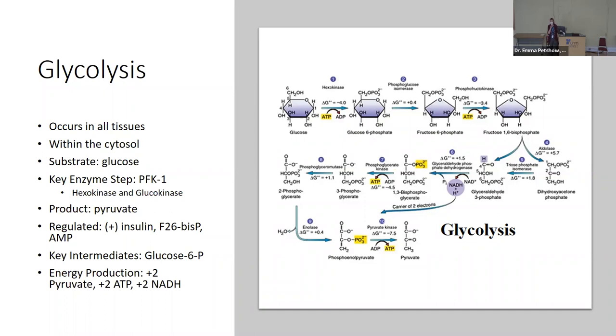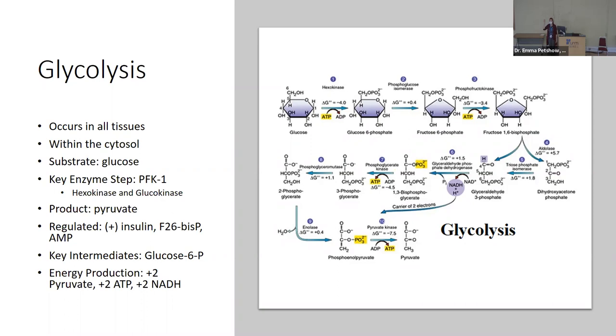But really the things you need to know about glycolysis is that this is going to be occurring in a state that is typically oxygen rich. It occurs in all tissues. And it's our process where we take glucose that comes into the body and it converts it into pyruvate. Now, glycolysis can use other sugars. You can use fructose. You can use any monosaccharide, but it's going to come into the process of glycolysis at a different spot. That's the key piece there.